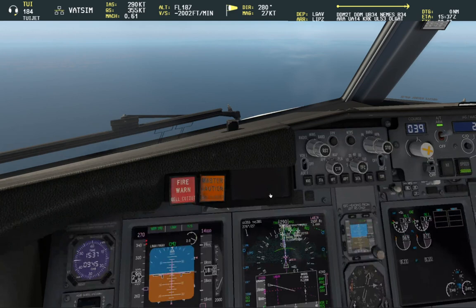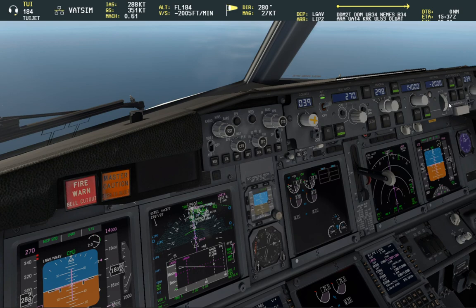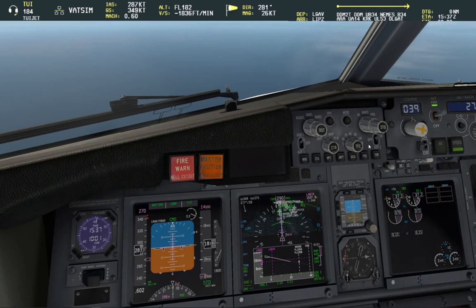Hello, good day, Baroque 717, descending flight level 240, Mach 0.76. Baroque 717, good evening. Identified, continue descent for level 240. Descent 240, Baroque 717.